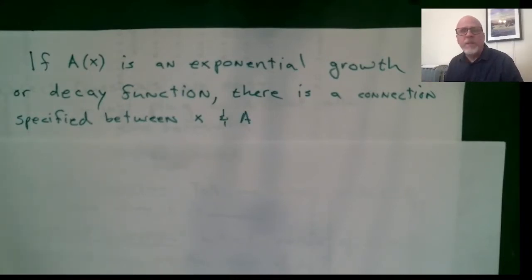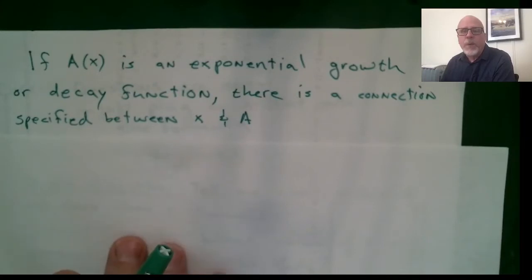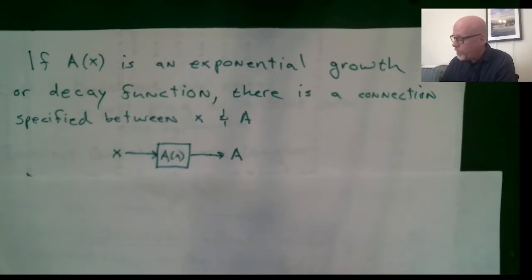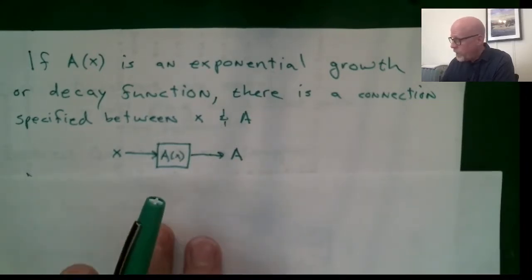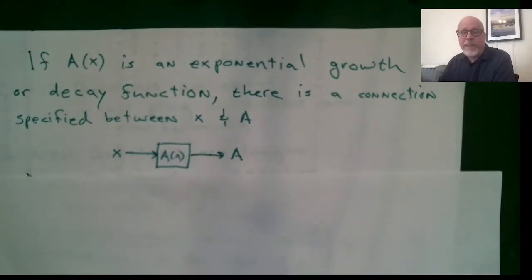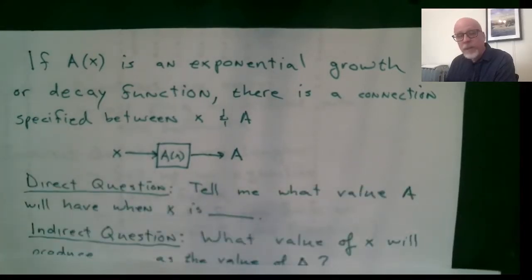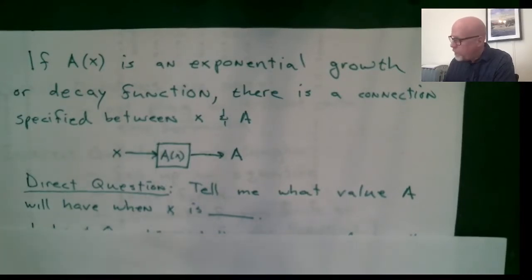So if you think you've got an exponential function, a growth function, or it could be decay, that's basically saying there's a connection. There's a way of hooking x, the input variable, and the amount of something together. It's an exponential function. But the black box diagram, like we had before, is what you should think about. Now, in that scenario, and this is true whenever you have that sort of input-output diagram, you've got two sorts of ways to talk about things, direct questions and indirect. I'm going to mention both of them, but let's talk about the direct thing first.